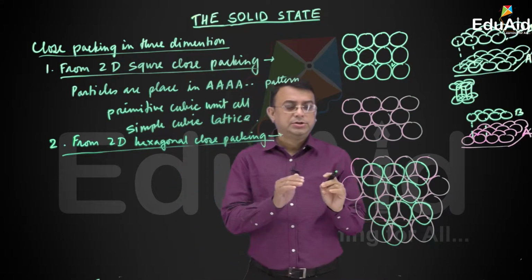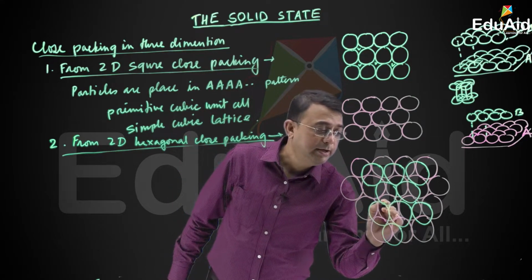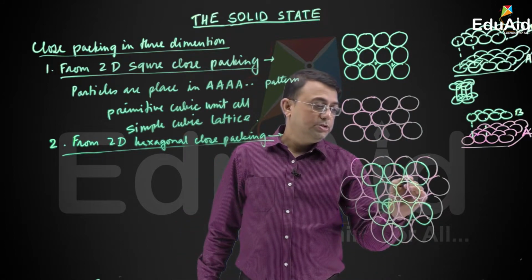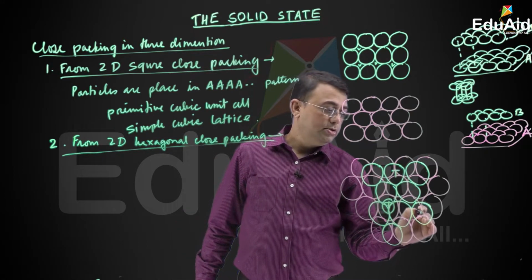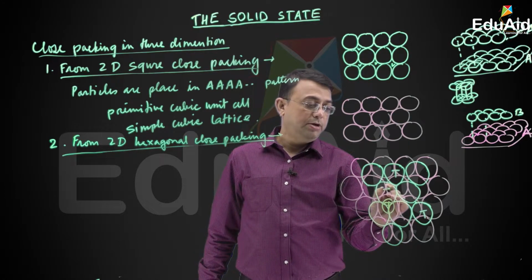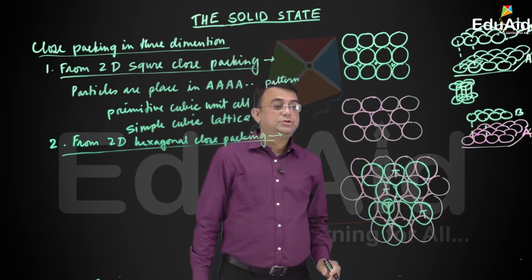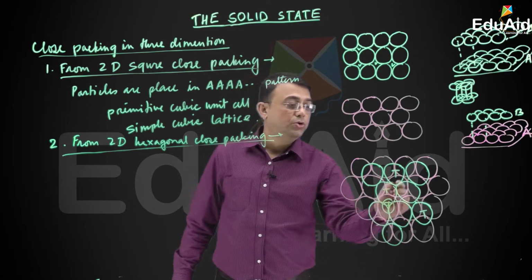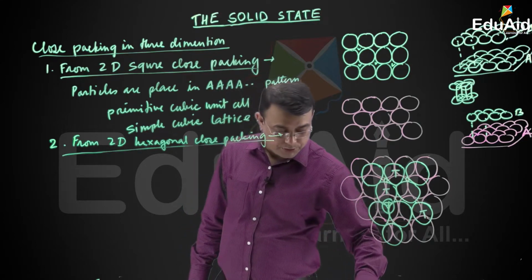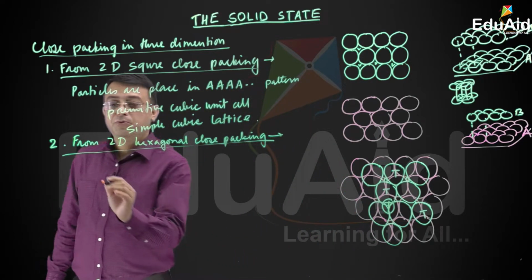Now here you will find there are two types of void. There are certain voids called T type. It is a T type void. This is a T type void. This is a T type void, and I will find this is a T type void. And there are certain voids which are called O type void. So we will have two types of void in this crystal structure.